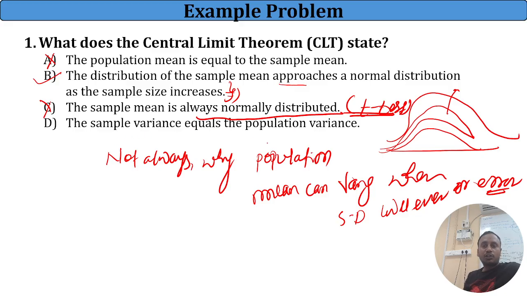The sample variance equal to the population variance? No, it will change. They do not always change because the population has more data as compared to the sample variance. So that's also not always. I think this question is clear now. I'm just explaining why the other answers can't be right.